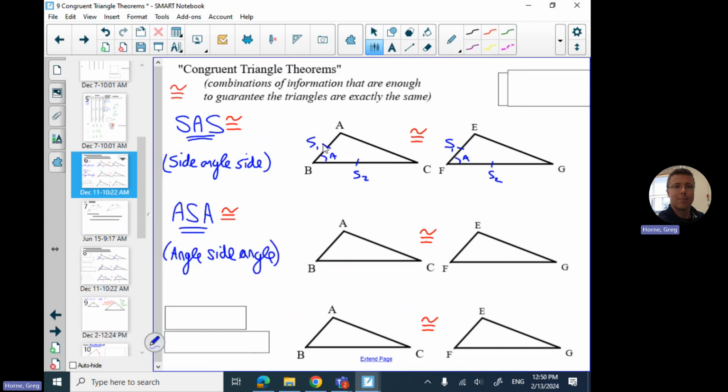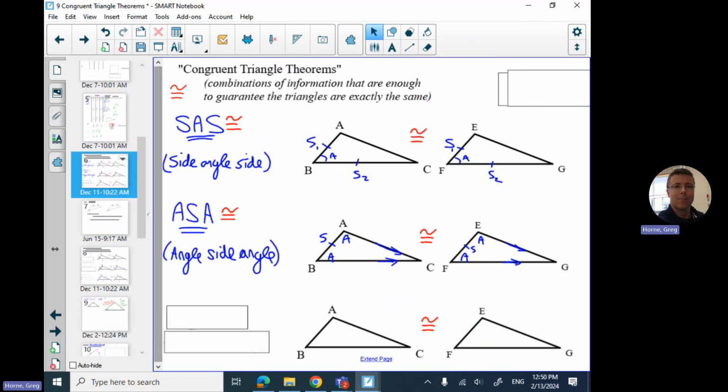If you had an angle here and then a side and then an angle, think about drawing that. You'd have a side length and then you draw particular angles. You have no control over where those things come together and intersect to make the other end of the triangle, and so it's not guaranteed congruence.